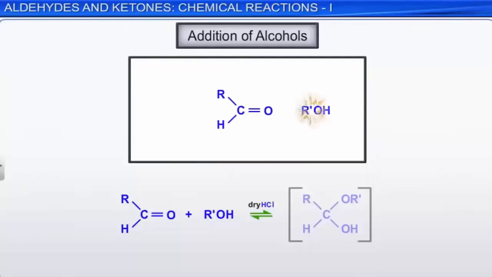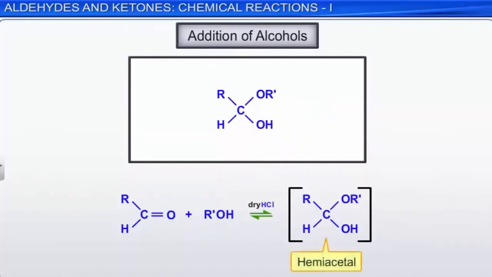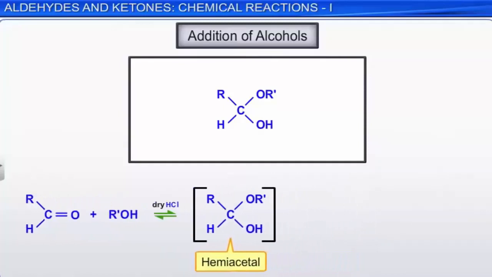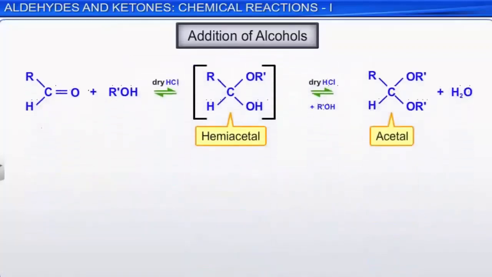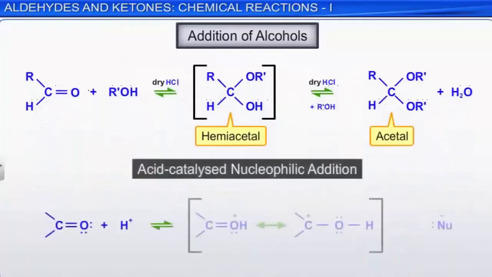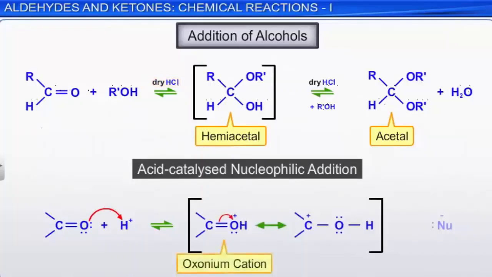Aldehyde reacts with alcohol in the presence of anhydrous hydrogen chloride to form an unstable intermediate known as hemiacetal. Hemiacetal further reacts with one more molecule of alcohol to give a gem dialkoxy compound known as acetal. This reaction is an example of acid-catalyzed nucleophilic addition in which dry HCl gas protonates the oxygen of the carbonyl group so that the oxonium cation formed is more susceptible to nucleophilic attacks.